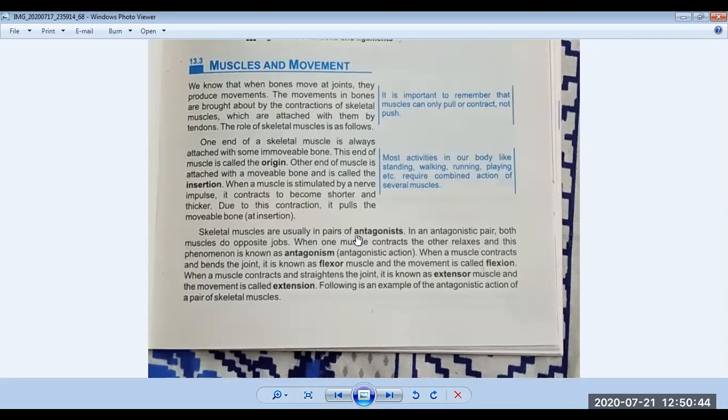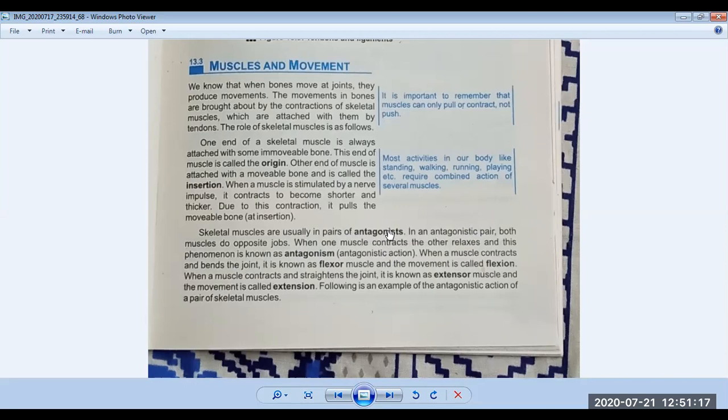In an antagonist pair, both muscles do opposite jobs. When one muscle contracts, the other relaxes. This phenomenon is known as antagonism, or antagonistic action. This is very important. This can also come as a short question: what is antagonistic action? What defines antagonism? So what do you write? You will write here: in an antagonistic pair, skeletal muscles are usually in pairs of antagonists.